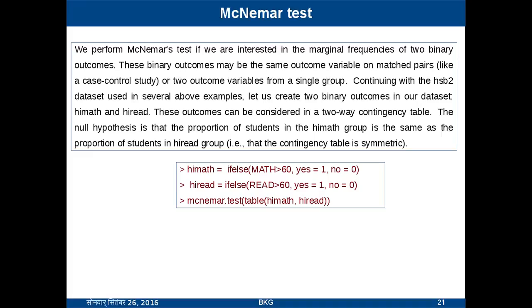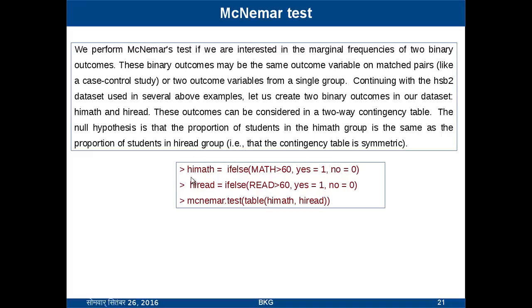Now in our HSB2 data file, let us create two binary outcomes in our dataset, that is high math and high read. These outcomes can be considered as a two-way contingency table. The null hypothesis is that the proportion of students in the high math group is the same as the proportion of students in the high read group. That is, the contingency table is symmetric.